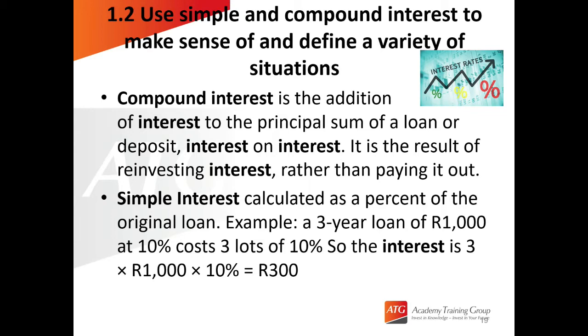Now, the simple interest is calculated as a percent of the original loan. For example, a 3-year loan of 1,000 Rand at 10% costs 3 lots of 10%. So the interest is 3 times 1,000 Rand times 10%, and the interest will equal 300 Rand.